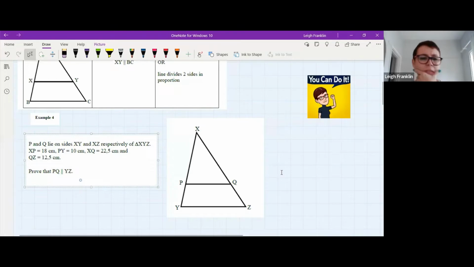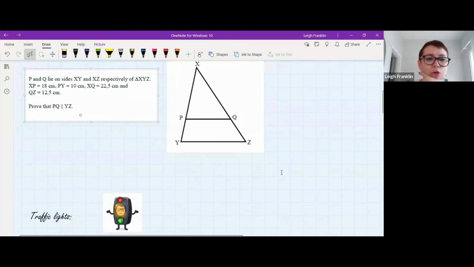Okay, so they've told us here that P and Q lie on sides XY and XZ respectively of triangle XYZ. Now they give us some lengths. They tell us, Matrix, that XP is 18 centimeters, PY is 10, XQ is 22,5, and QZ is 12,5. They want us to prove that PQ is parallel to YZ.